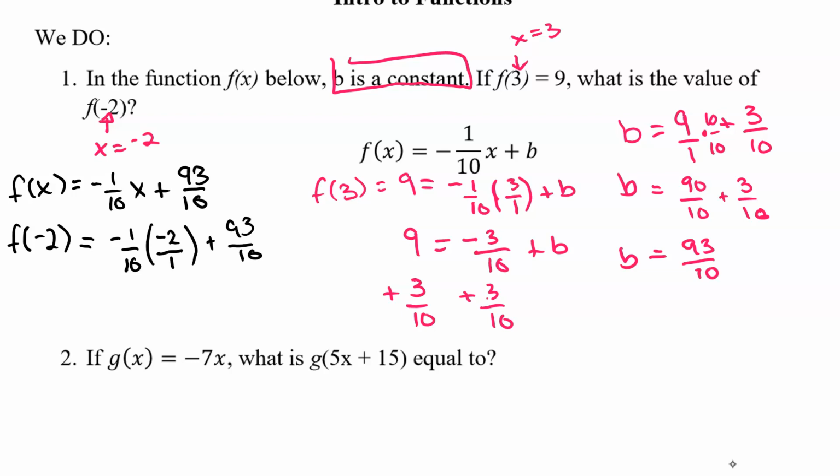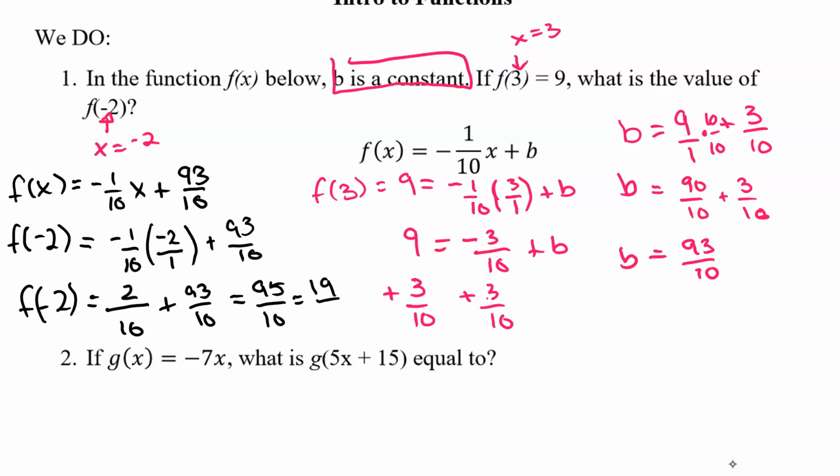So we've got negative 1 times negative 2, or positive 2, 10 times 1, or 10, plus 93 divided by 10. Because they are like denominators, we can add them together right away. So I've got 95 divided by 10, and that does simplify because 5 goes into both. So when you simplify that, your denominator will be 2, and your numerator will be 19. And that's our final answer.